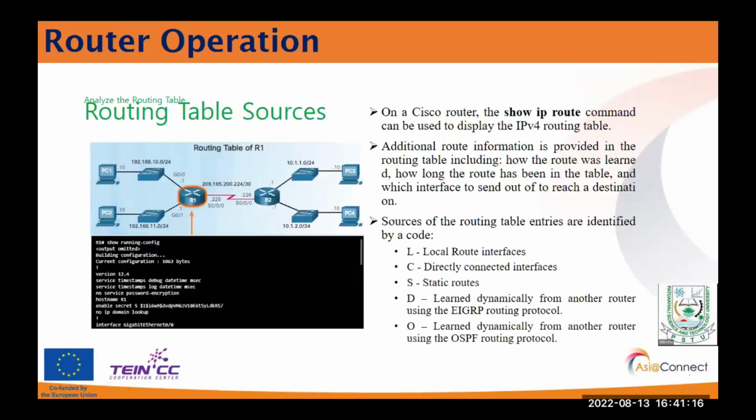And for the routing table source, we will show this one. Now, when I configure, just a brief about this command, show running configuration. After configuring router R1, we will see what kind of information it shows. There are codes L, C, S, D, O. Basically, L is local, C is directly connected, S is static routing, D is learned dynamically, and O is OSPF or others. So we'll check it in the practical part.